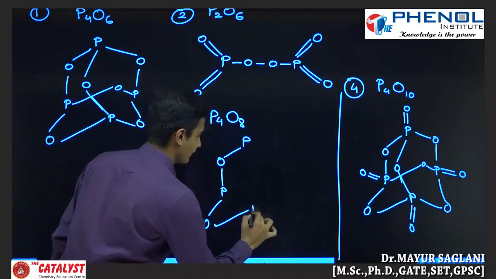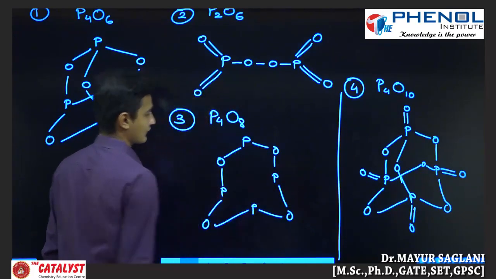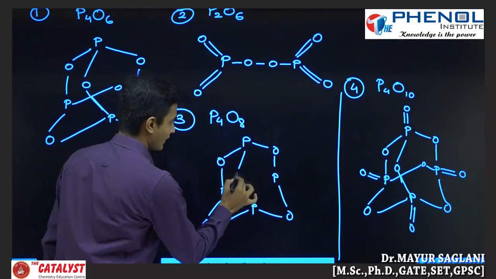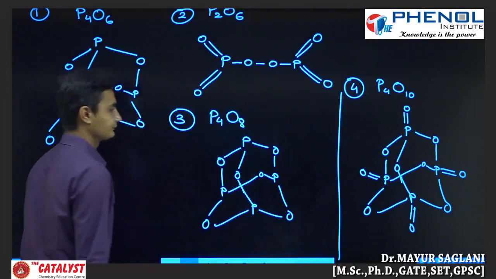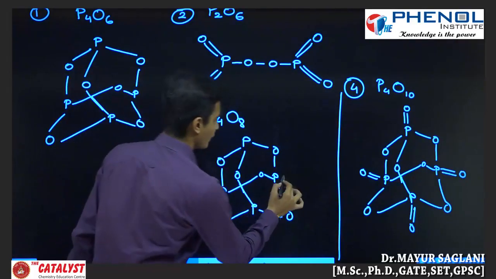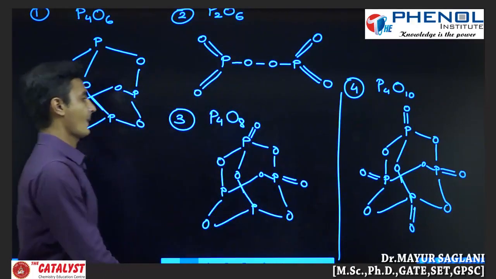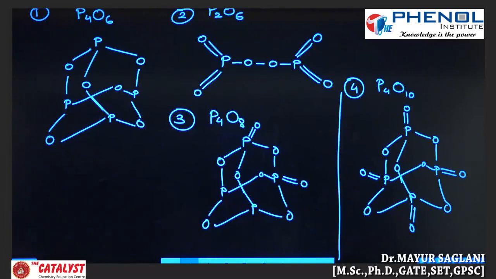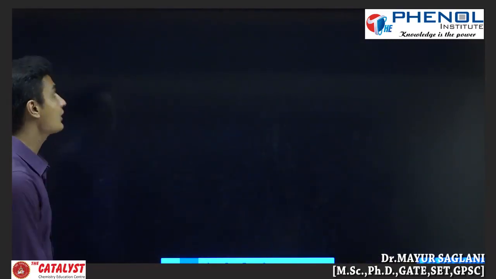Okay, oxygen, phosphorus, oxygen, phosphorus, oxygen and phosphorus. I will write 2 bridge oxygen atoms here. Okay, fine. And I will write only double bond O with the 2 phosphorus. Are we clear? Okay, so these are the structures of phosphorus with the oxygen, and now we will see the structure of phosphorus with the sulfur.